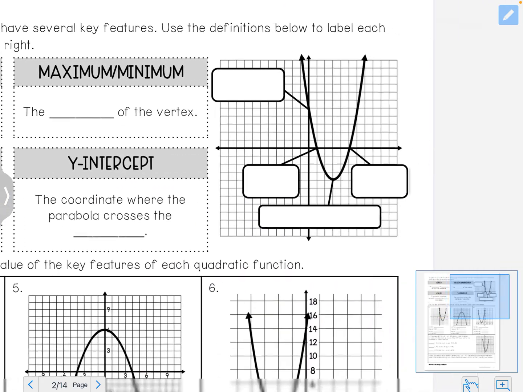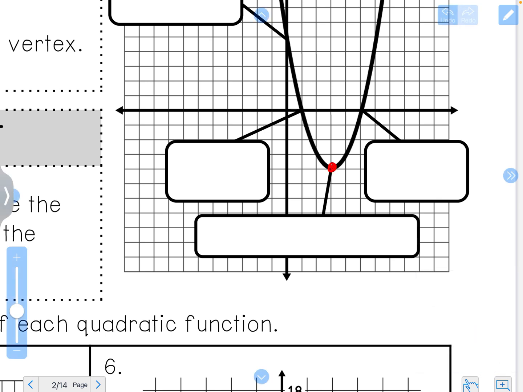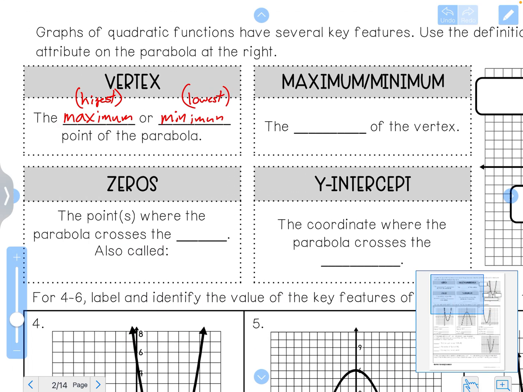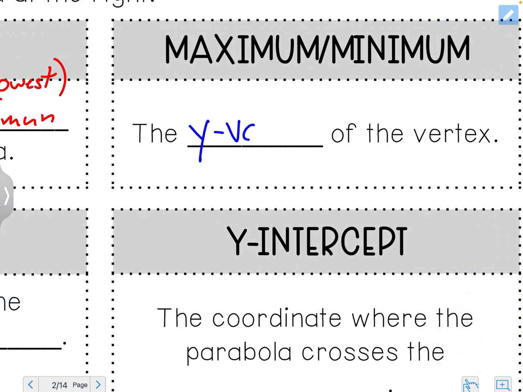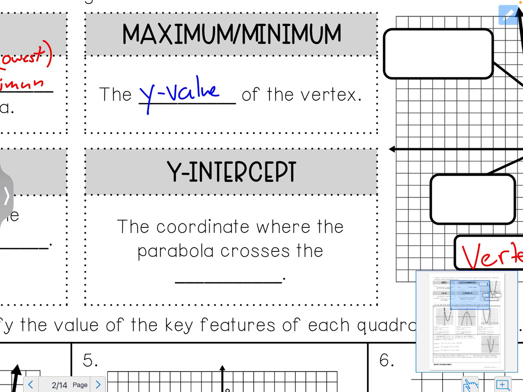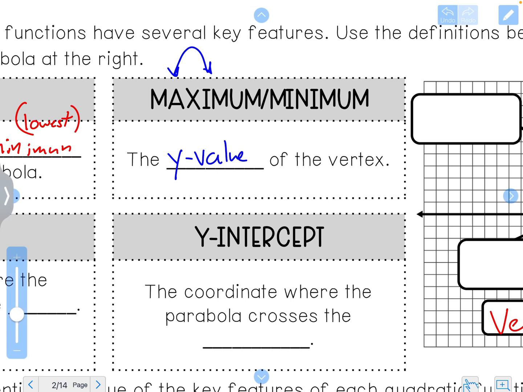So if we look at our graph here, our vertex is going to be, again, the very bottom or the very top. And so that's our vertex right there. Now let's talk a little bit more about maximum or minimum. The maximum or minimum is always going to be the y value of the vertex. Remember, maximum is going to be our frowny face because it's going to open down, because that's the highest that it's going to be. Whereas a minimum, it's going to open up, it's going to be positive, and that's going to be at the smallest point. So our maximum is a negative a, our minimum is a positive a.